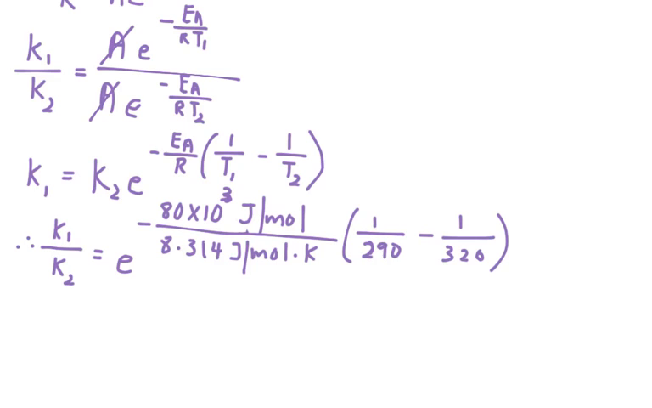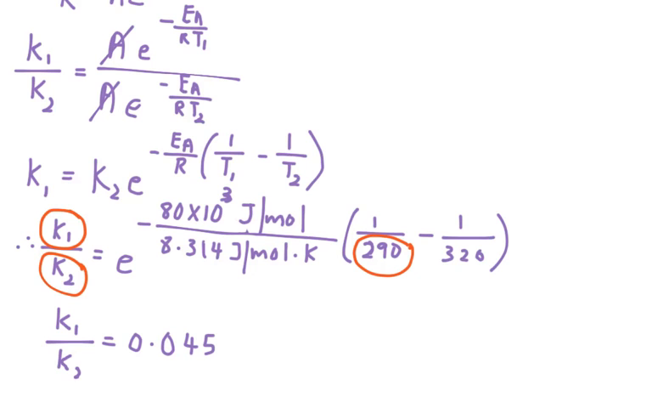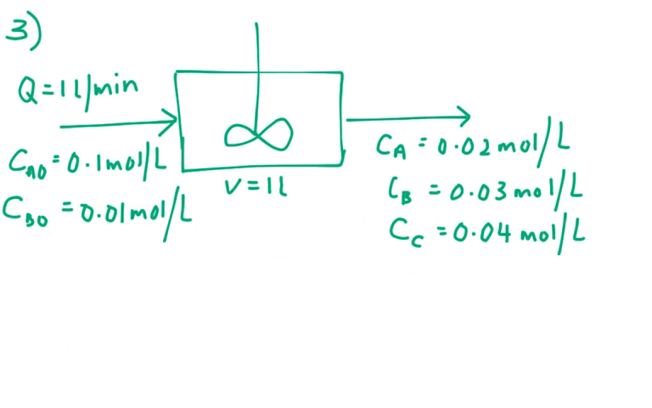Now input all the values into the equation. You can therefore solve that K1 over K2 is equal to 0.045. You must be very careful to ensure that your K1 corresponds with T1 and your K2 corresponds with T2.